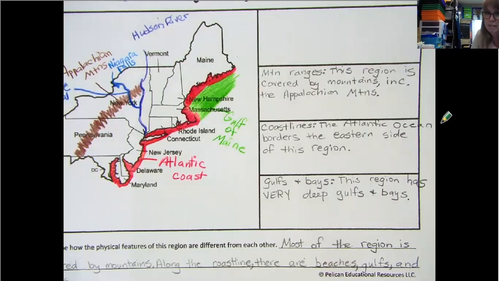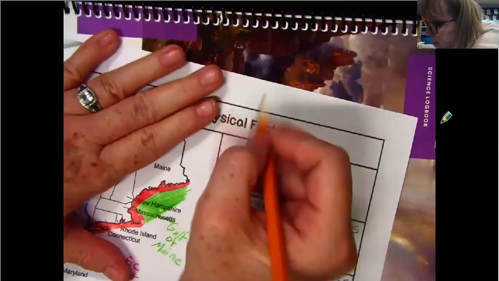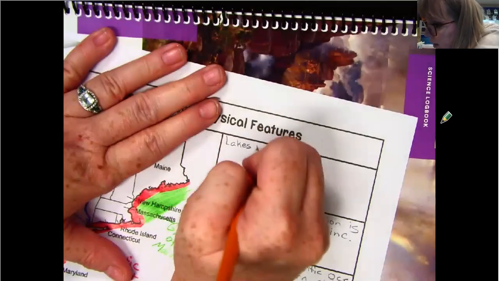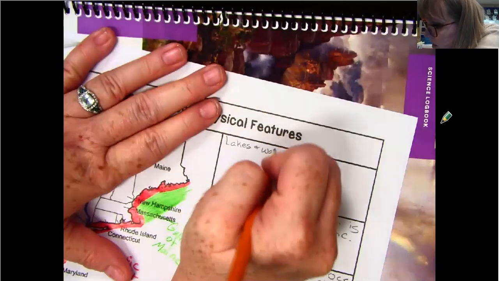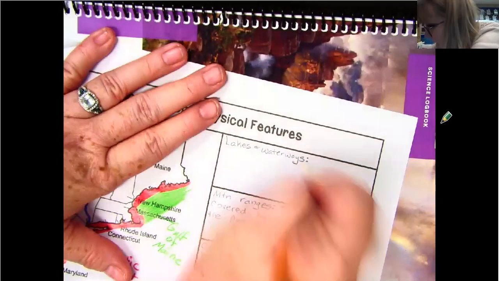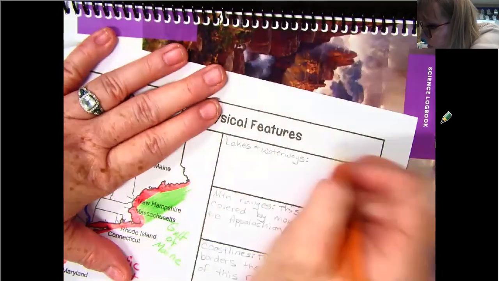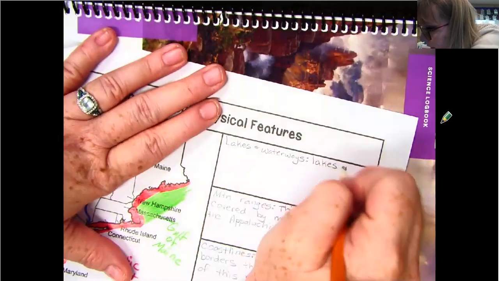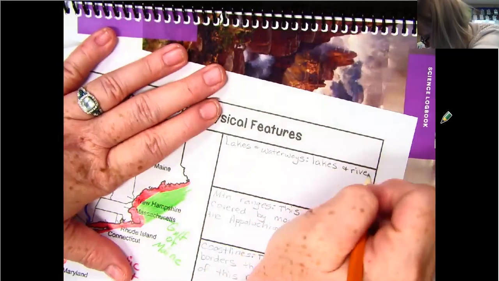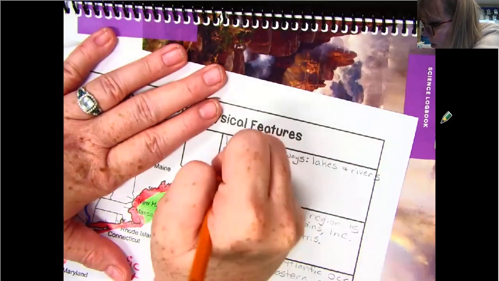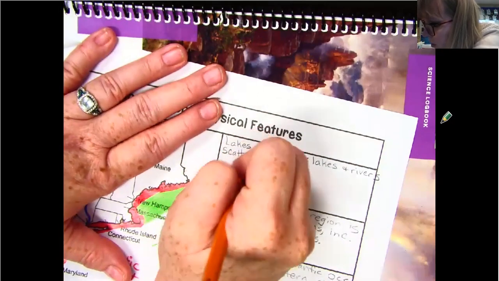All right, guys. So this top one is lakes and waterways. Lakes and rivers. They wanted me to put in waterways, but I'm good with abbreviating. I'm sure you don't mind. Scatter. In other words, they're all over the region.